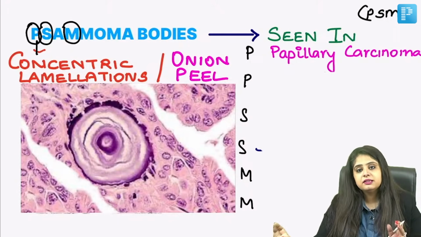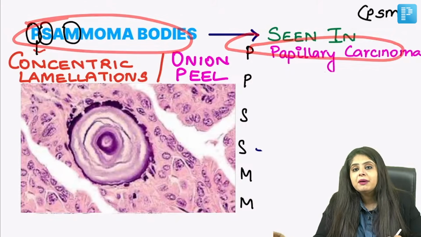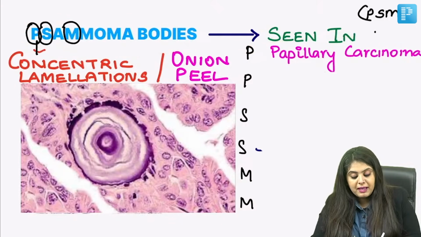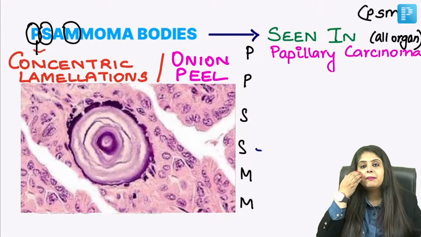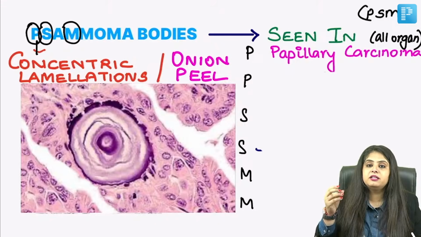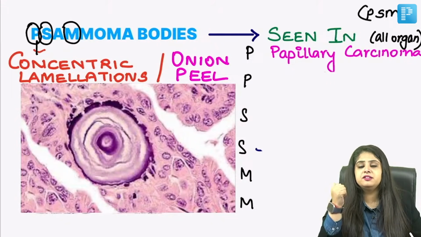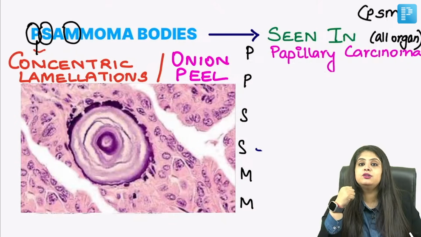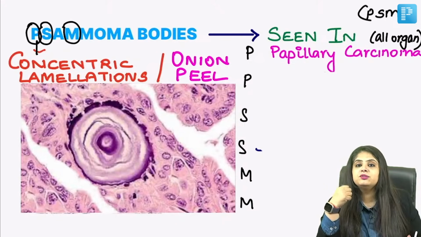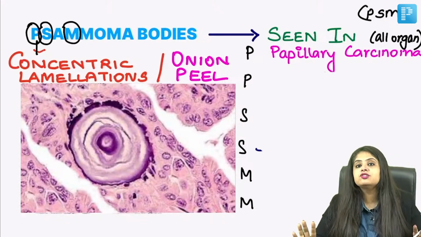Very famous. Itna famous that everyone believes Psammoma bodies are only seen in papillary carcinoma thyroid. No, papillary carcinoma of all organs. I will tell you in later months, papillary cancer can occur in all organs. Papillary cancer lungs mein hota hai. Papillary cancer endometrium, it is in the ovary, it is in the intestine, small intestine, large intestine, it is in the kidney also, it is in the thyroid also. तो कहाँ तक याद करोगे? Any papillary cancer of any organ will show you Psammoma body, not just thyroid.